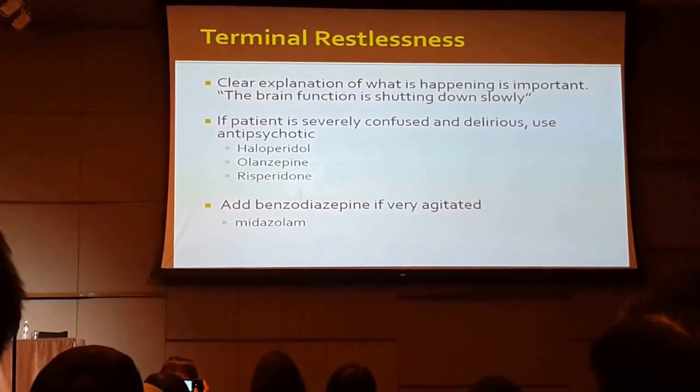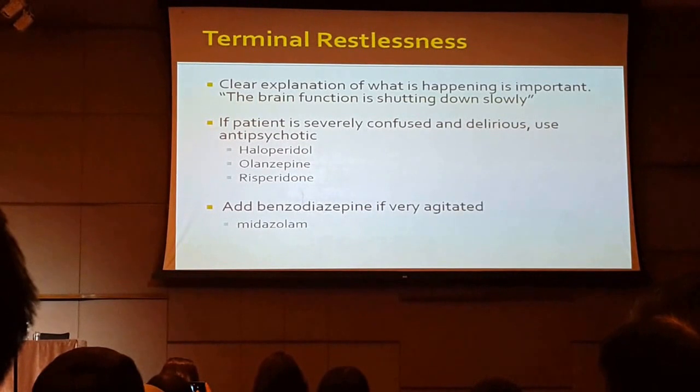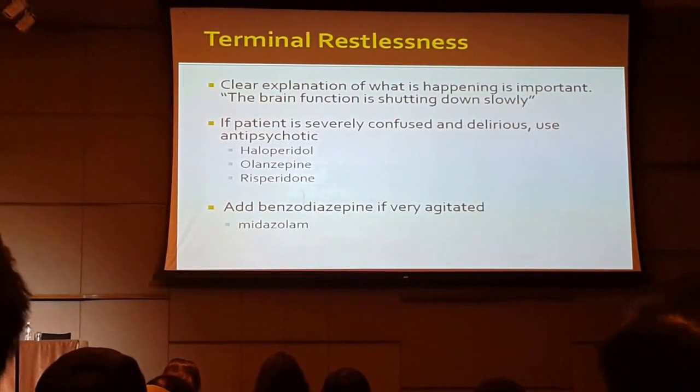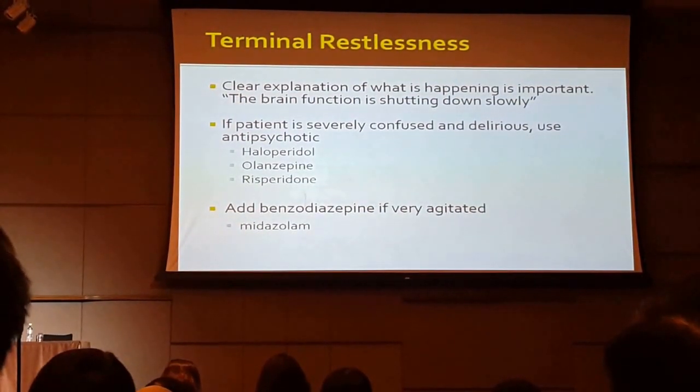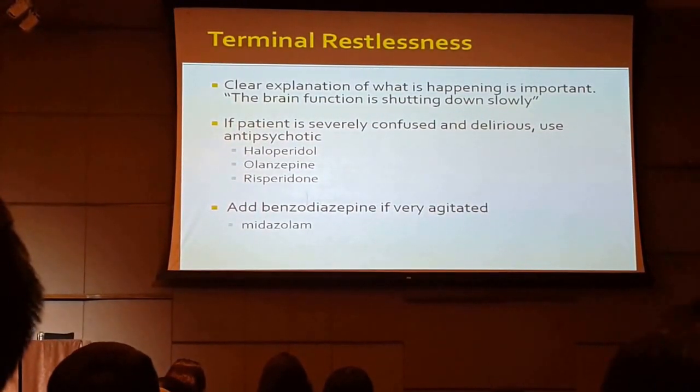Now, it's important then to explain this to the family, because this is the point where patients and family get very anxious about things, and I would always explain to them that the patient is dying and the brain function is slowly shutting down.